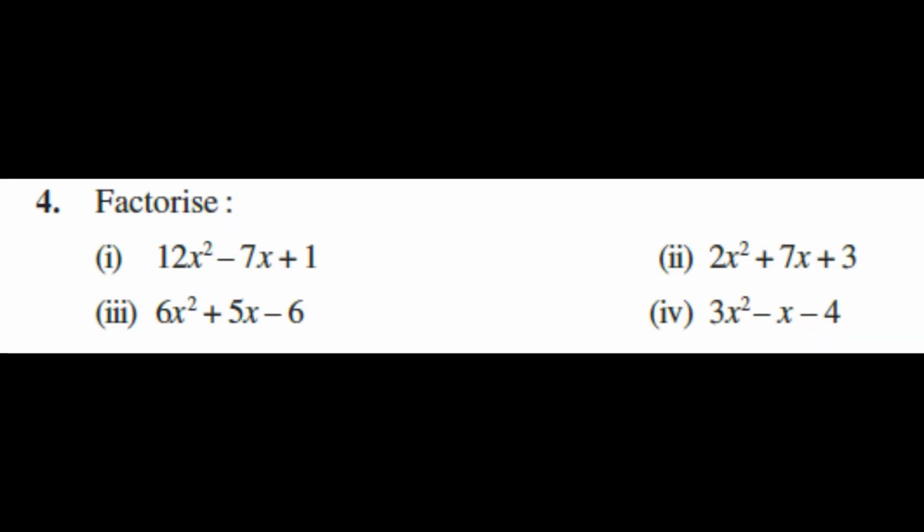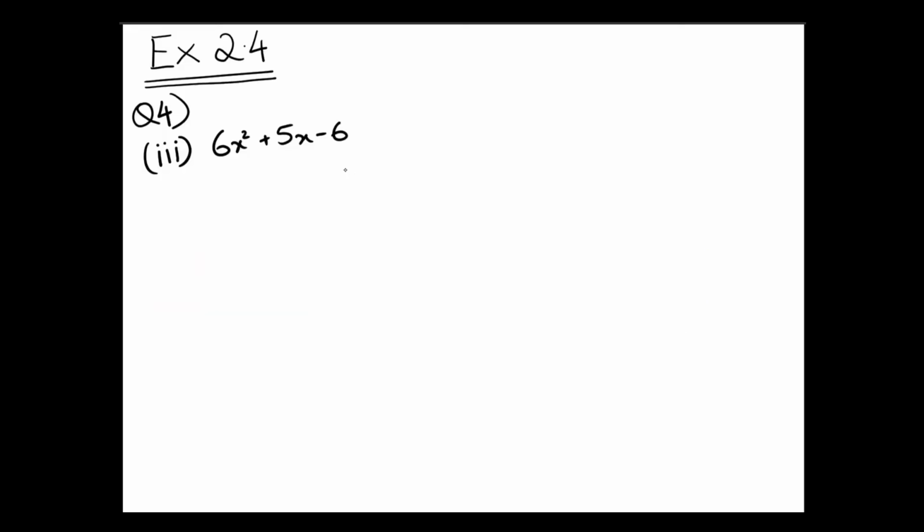The third part is 6x square plus 5x minus 6. Now in order to factorize this polynomial, we need to split the middle term 5x in such a way with two numbers that add up to 5, and the product of the two numbers would be the same as the product of 6 into minus 6. 6 into minus 6 gives me minus 36. Now I need to think of two numbers that will multiply to get minus 36, but when I add them, I get plus 5.